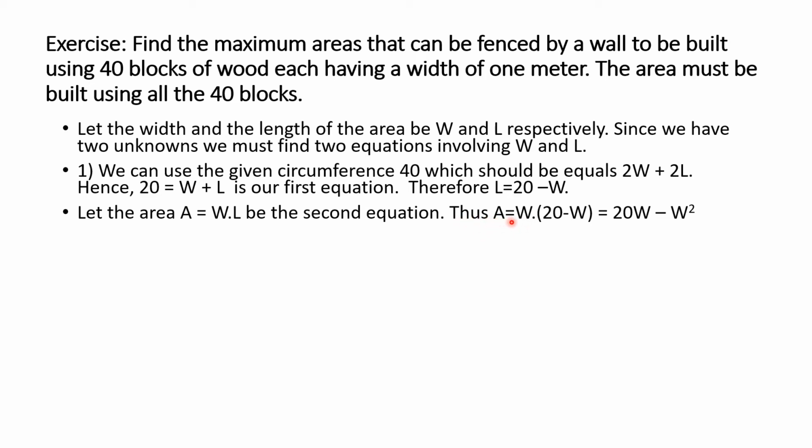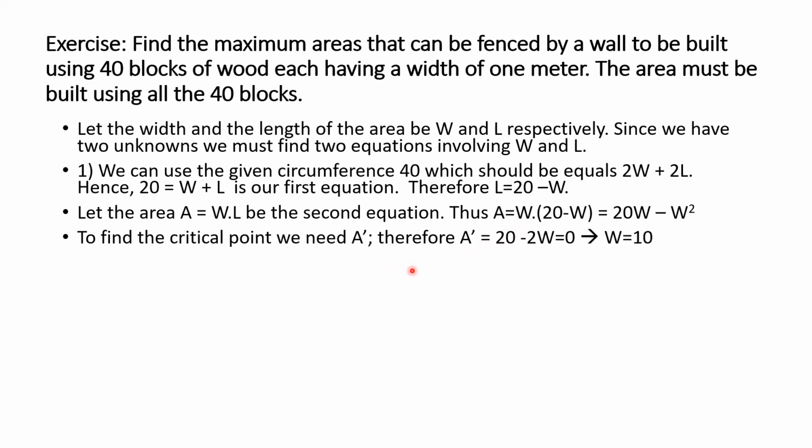So doing the derivative will lead us to the critical point, which is a point with a slope equal to 0. But that point could be a maxima, a minima, or an inflection point. So we will see what it is. Let's go ahead and take the derivative. A prime is going to equal 20 minus 2W. Since we want to find the critical points, we have to make A prime equal to 0. That means 20 minus 2W equal to 0 implies W equal to 10.